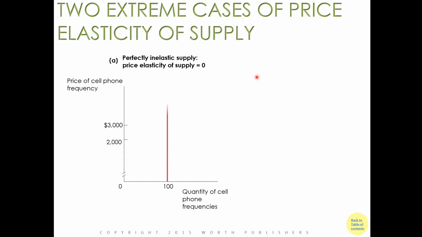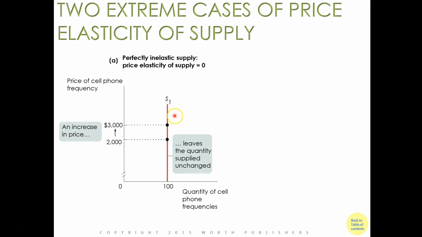Here's a perfectly inelastic supply curve, as you can see. This is the price of cell phone frequency, and if the price of the good goes up by $1,000, an increase in price, it leaves the quantity supplied unchanged. The company still has to provide the frequencies for its cell phones. No matter what the price is, that's what it has to pay. They will supply at any price point.